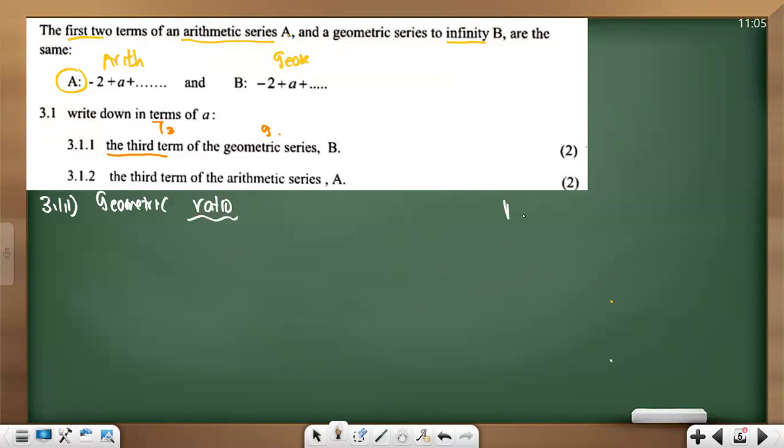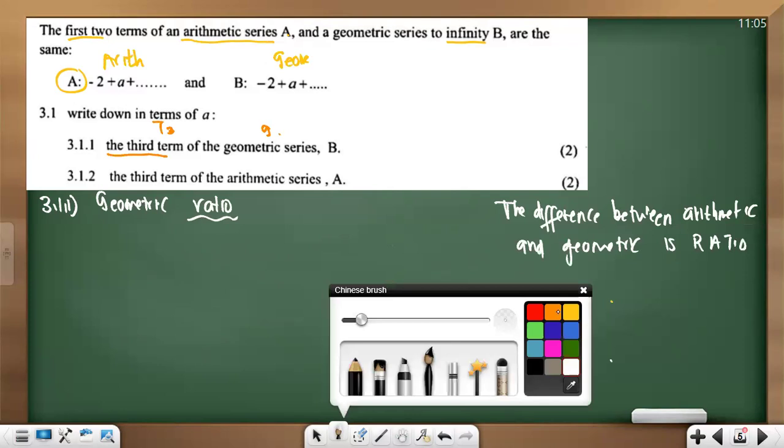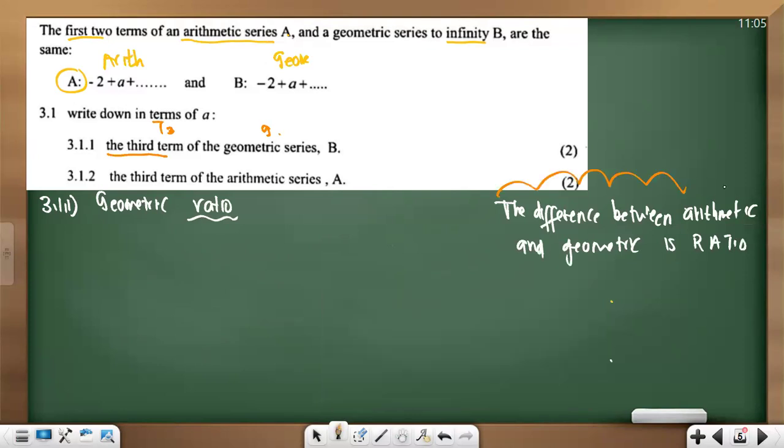The difference between arithmetic and geometric is ratio. I'm just going to put a cloud to show this is fun.